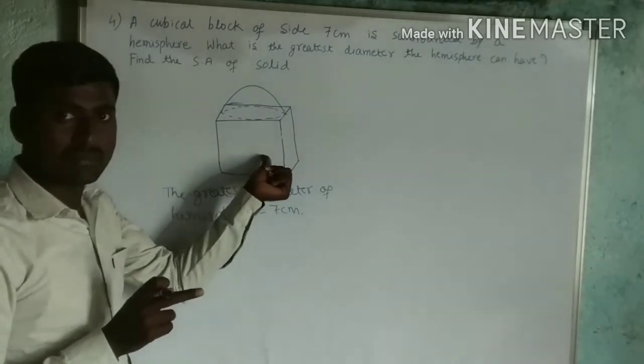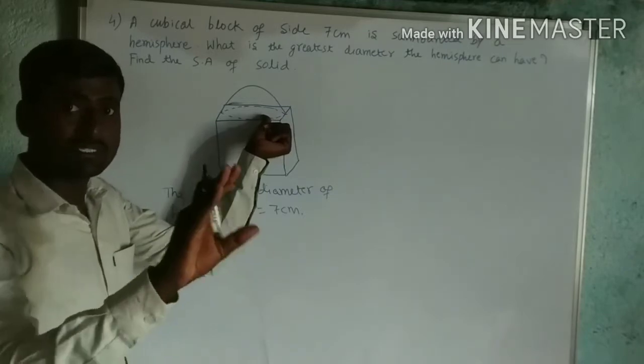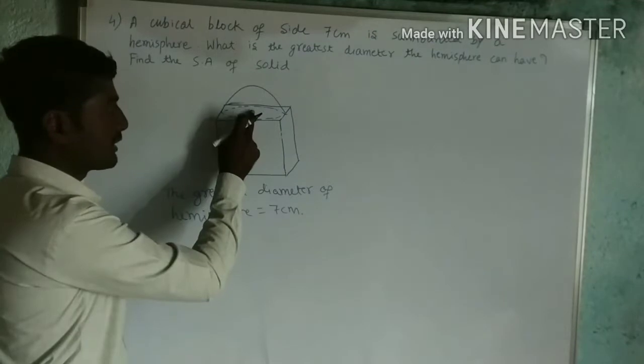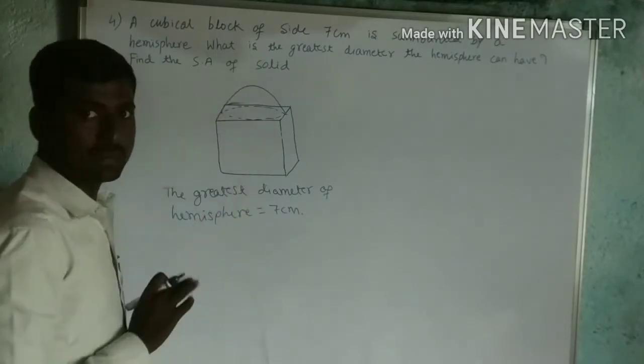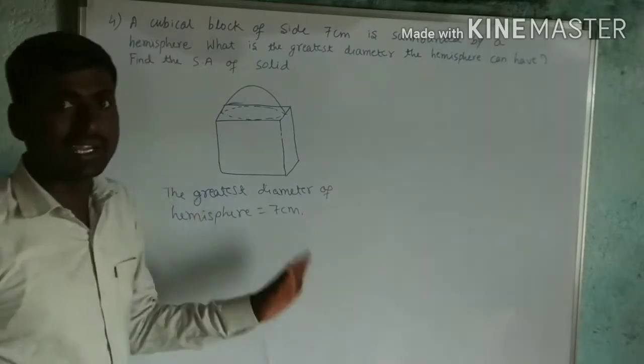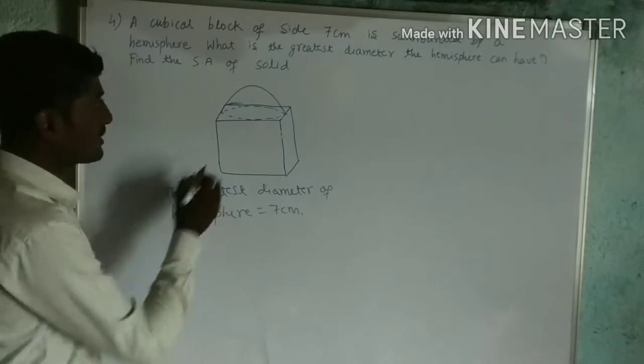Okay, surface area of the cubical block means this area will come, but I cannot touch it. I cannot touch means I have to subtract it. Now I will subtract the circular base of the hemisphere. By solving a number of problems, we will have some idea, so don't worry about it. Let us solve it.